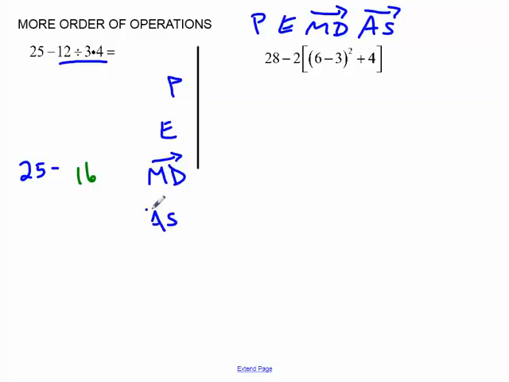Addition and subtraction left to right. Sorry, that's a crummy A. Addition, subtraction left to right. Well, we've only got 2 terms. We're subtracting 25 minus 16, 9. Done. And there's our multiplication and division left to right. Or sorry, in fact, our entire PEMDAS left to right.